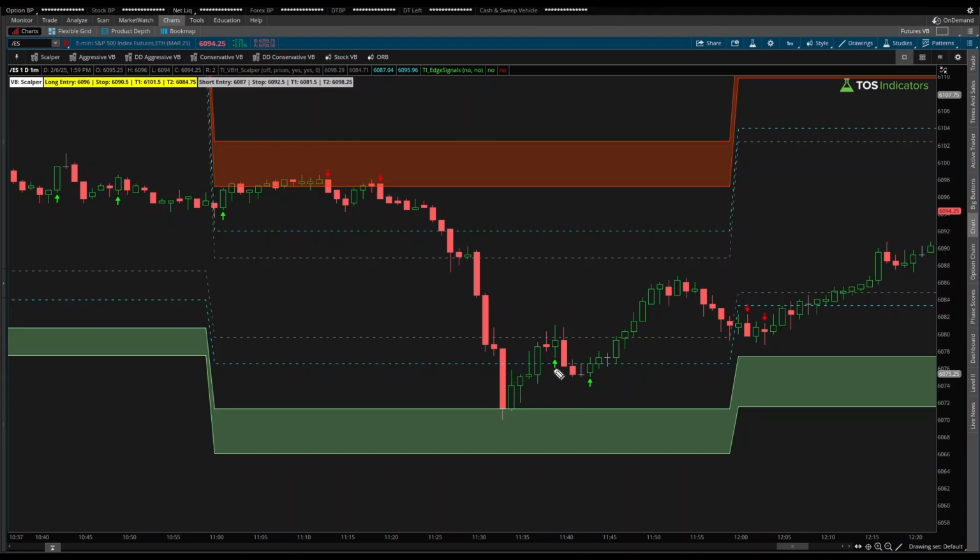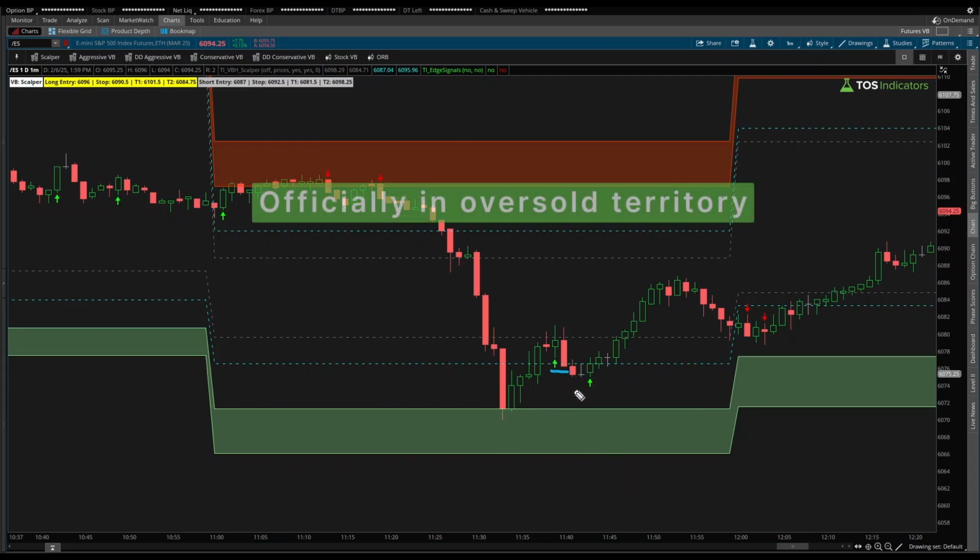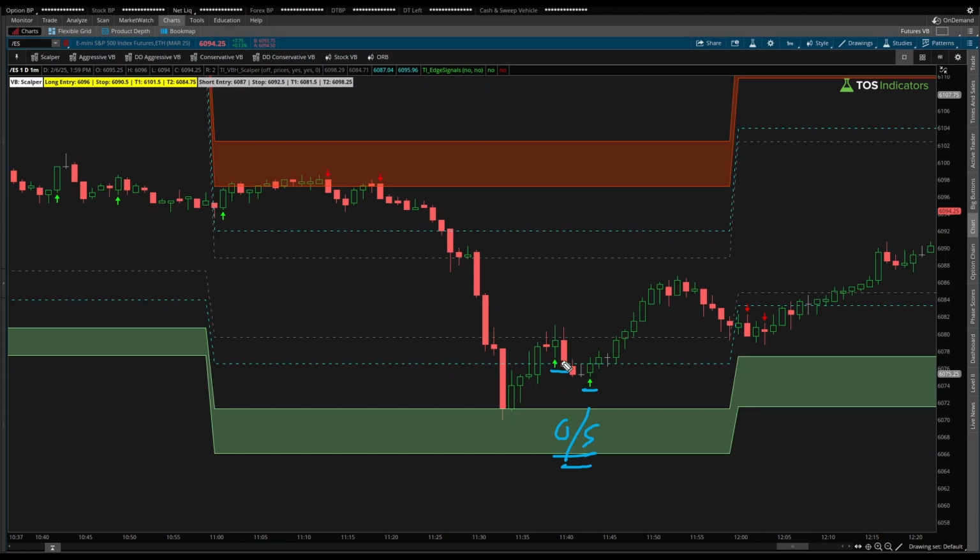Now, after this happens, we're looking for our edge signal arrows. That's this green arrow right here. In the case of the S&P, we saw 1 and we saw 2, and this is on that 1-minute time frame chart. When we see these arrows, that tells us that we're officially now in oversold territory. We're looking for buyers to step in. Once we see this arrow, we're looking for an entry at the cyan entry line or better.